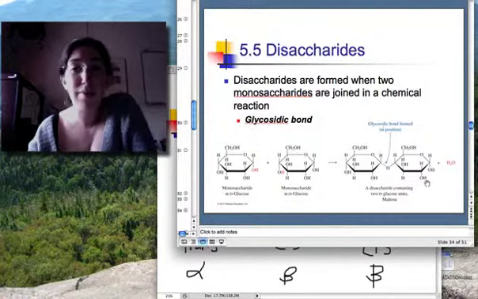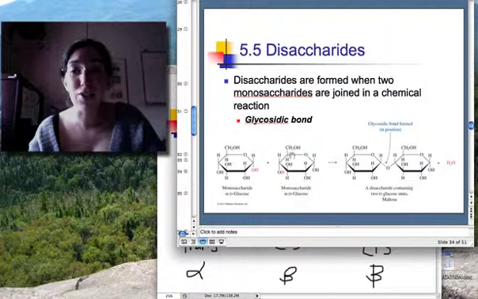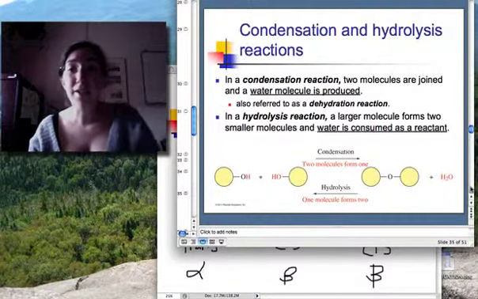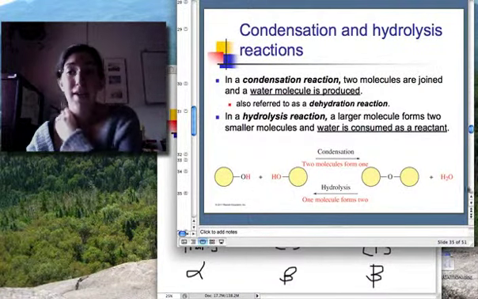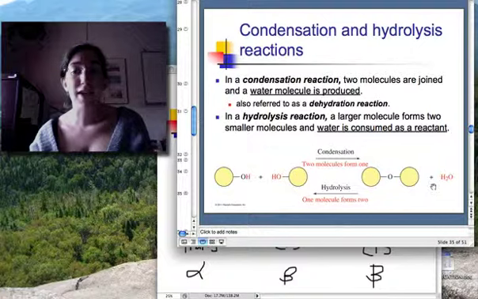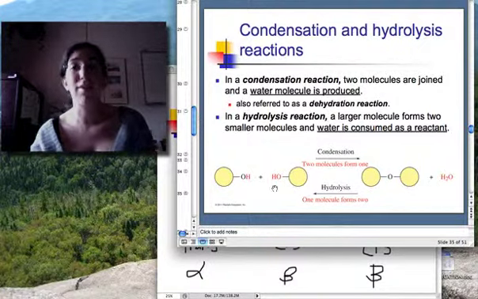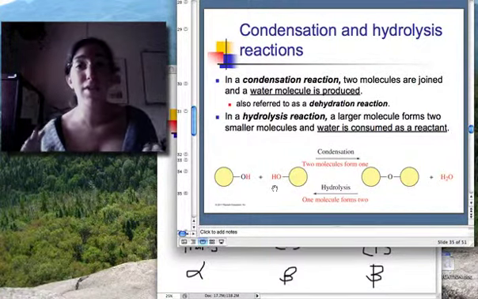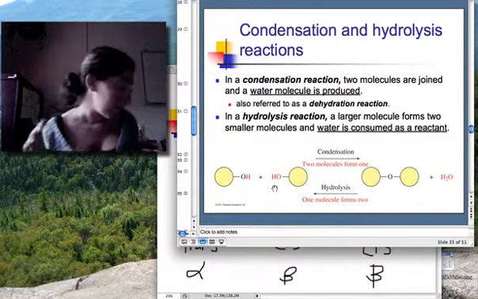Okay? So glycosidic linkages, or glycosidic bonds, are formed through a type of reaction called a condensation reaction, okay? And the opposite of a condensation reaction is a hydrolysis reaction. So in this chapter, we're learning about two different types of chemical reactions.